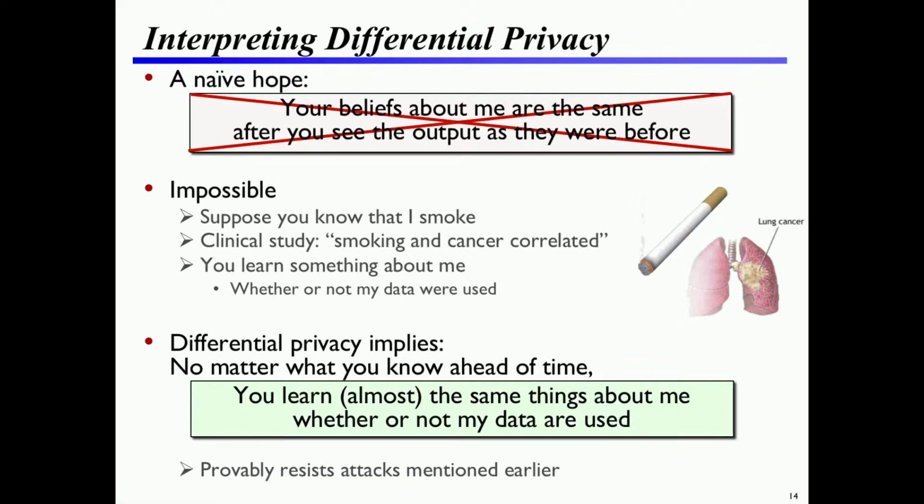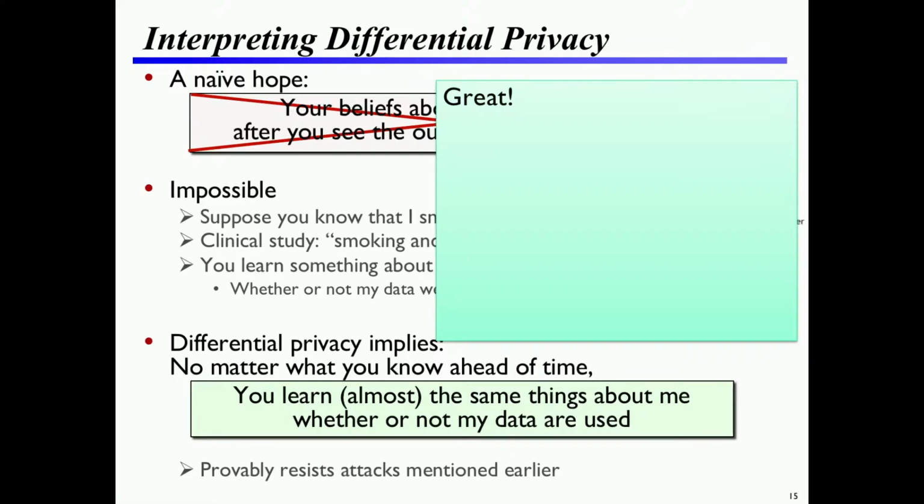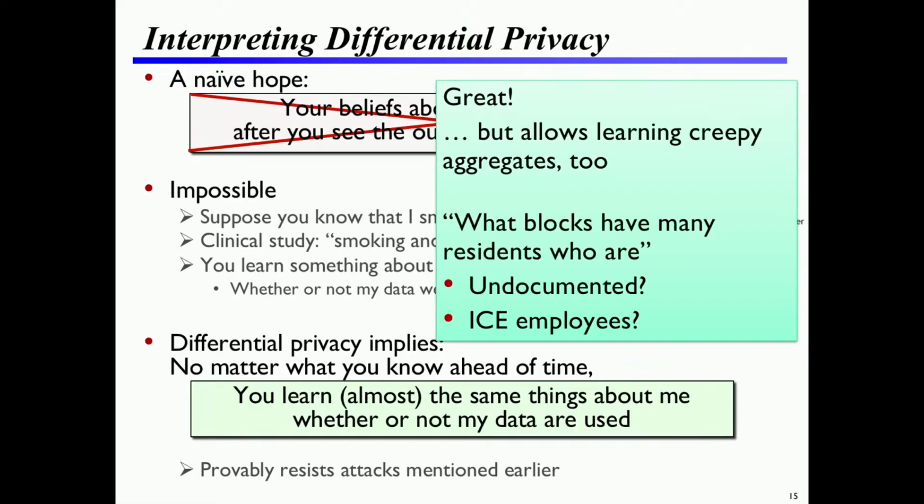But it tells you that the guarantee is relative to what you would have learned without my data, and that's unavoidable if you want to tell people interesting things about the data. That's the point of the example. So this is great, I think, but it's also something that's worth bearing in mind.